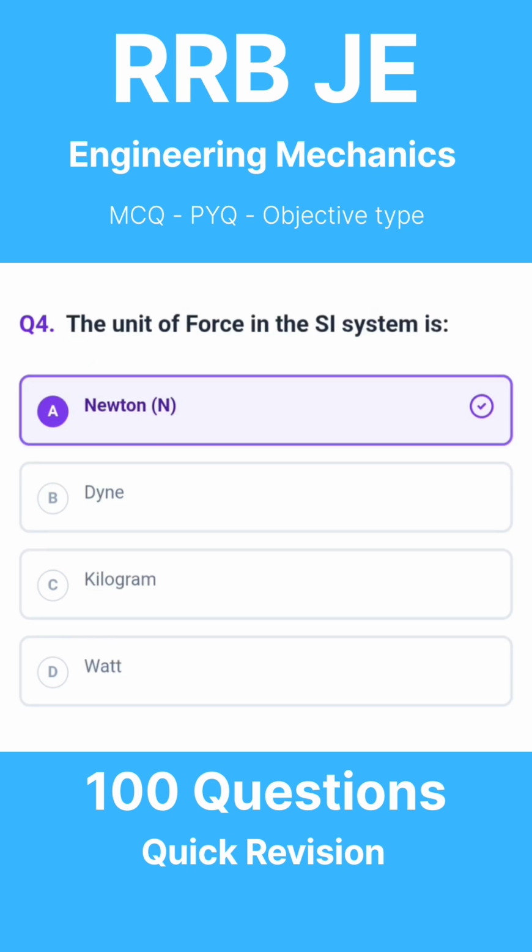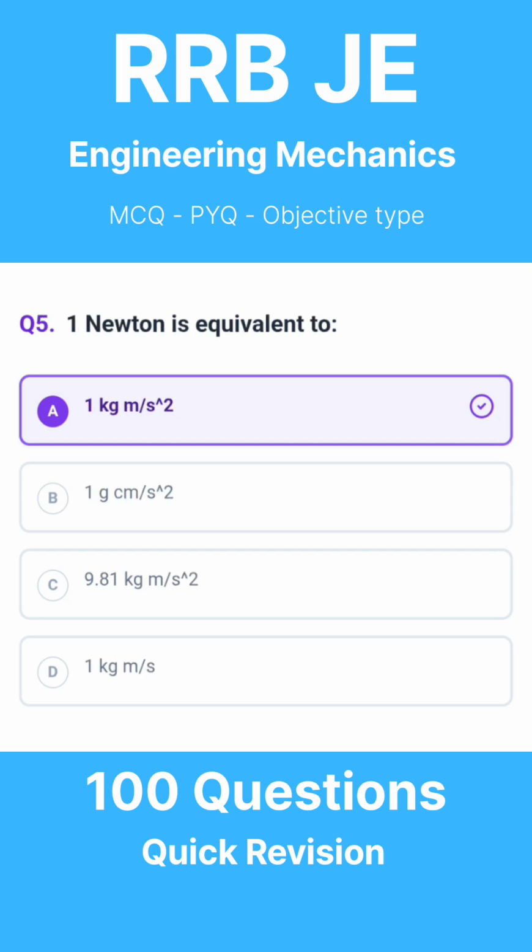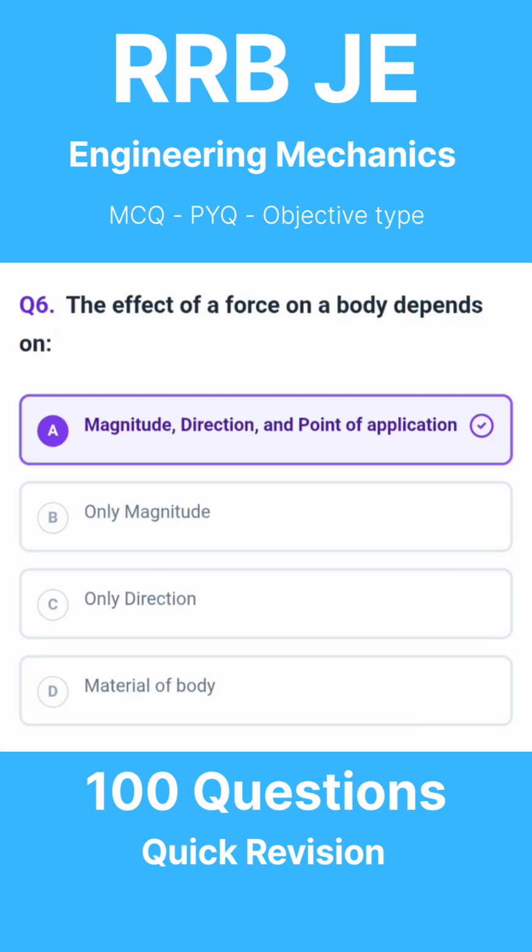Question 4. The unit of force in the SI system is. The correct answer is newtons. Question 5. 1 newton is equivalent to. The correct answer is 1 kg·m/s². Question 6. The effect of a force on a body depends on. The correct answer is magnitude, direction, and point of application.